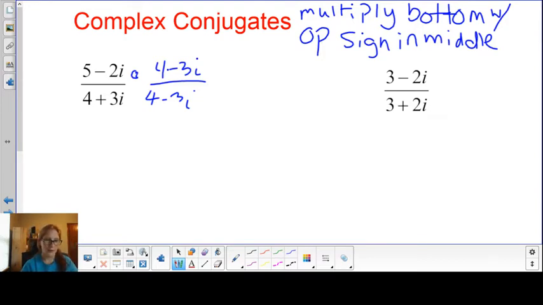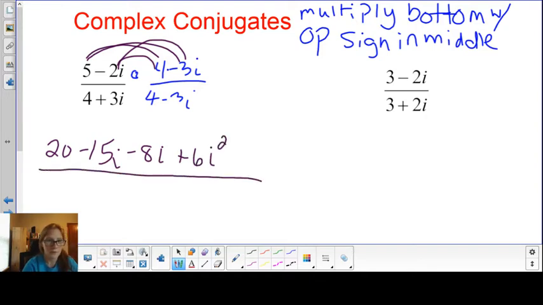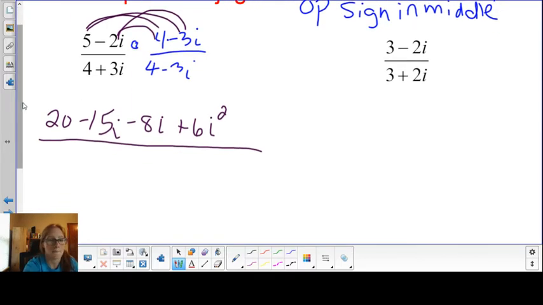So we're going to multiply this like we would multiply anything. We have to FOIL because we have 2 terms each. 5 times 4 gives me 20. 5 times negative 3i is a negative 15i. Negative 2i times 4 is negative 8i. Negative 2i times negative 3i is a positive 6i squared. That was the top. Now we have to do the bottom.